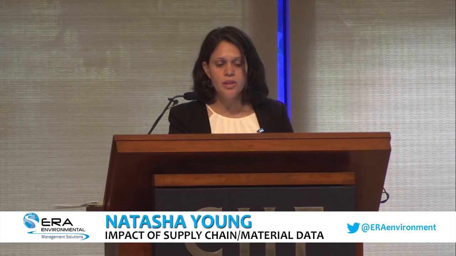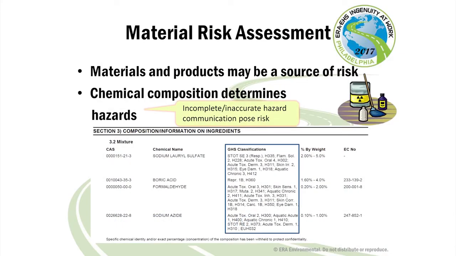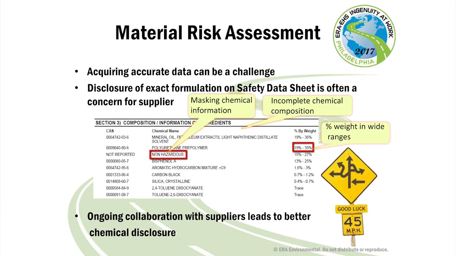So reviewing material hazards along with product use and possible routes of exposure can help evaluate the nature and the amount of risk that it poses to your employee, and also helps identify measures that need to be in place to ensure safe handling of your material. Now, to be able to assess these risks, a full and complete chemical composition is desirable. Incomplete, inaccurate hazards pose risk. It compromises your own risk assessment.